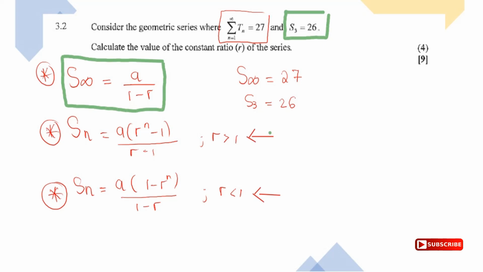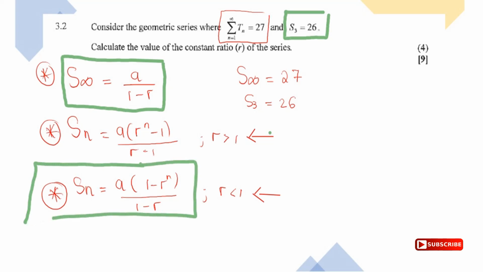Why am I saying we can use this equation or this equation? Because we don't know what the value of r is. We are really not limited on which equation we can use between these two. So I'm going to use this equation, right? And we're going to work with these 2 equations to get what our value of r is. Okay, so let's get started.